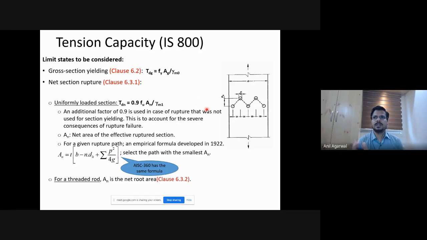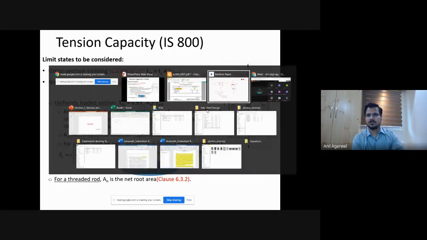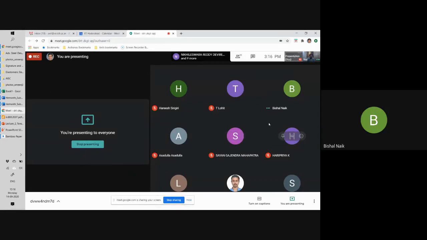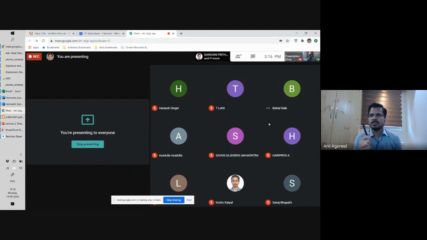So yielding of the cross section is straightforward. We don't consider the yielding of the net section. When we say we don't consider, what does it mean? Does it mean that we don't allow the yielding of the net section? I'm going to ask by name. Vishal? Yes, sir. We consider one limit state was yielding of the gross section, the other was rupture of the net section, but we did not have yielding of the net section. So do we not allow yielding of the net section?